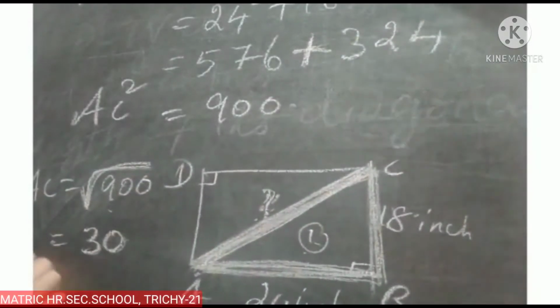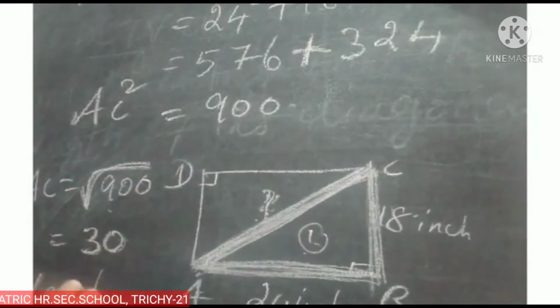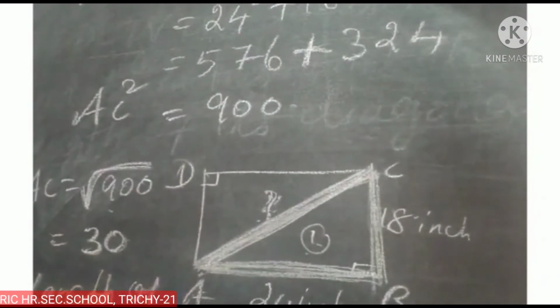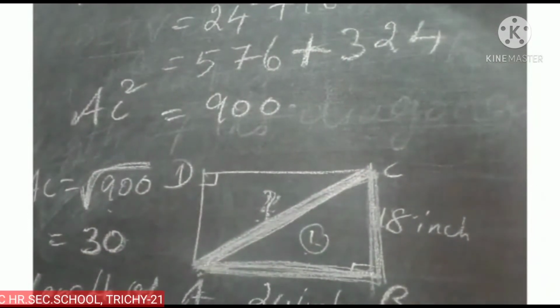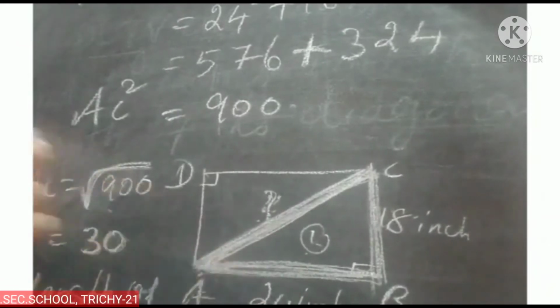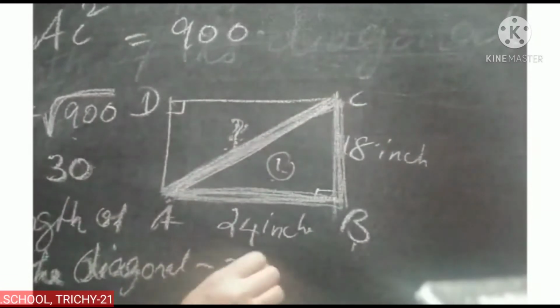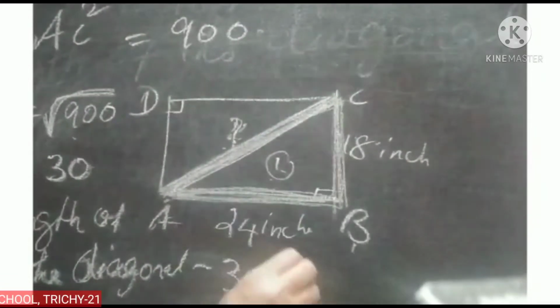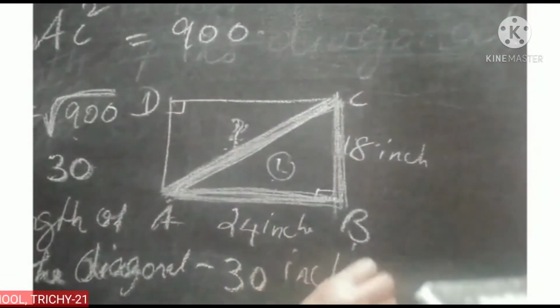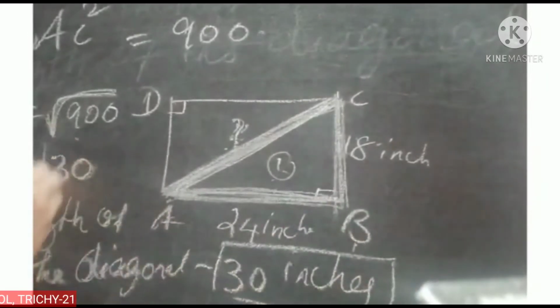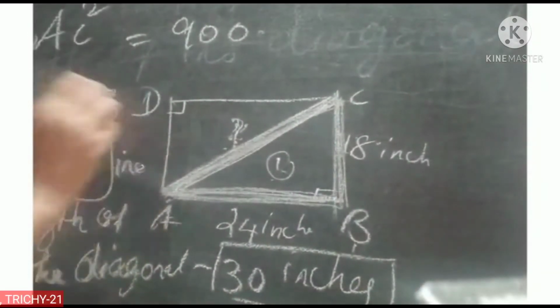Therefore the length of the diagonal is equal to 30 inches. 30 inches. Is it clear?